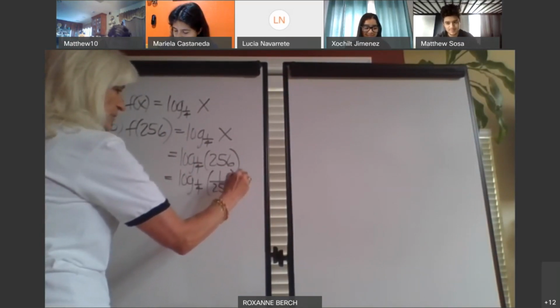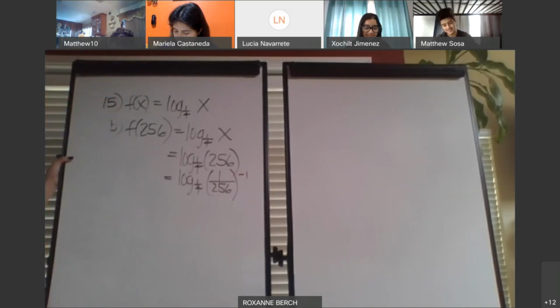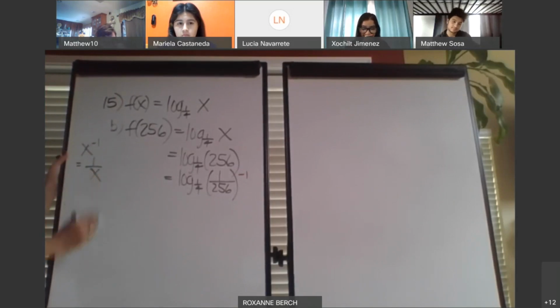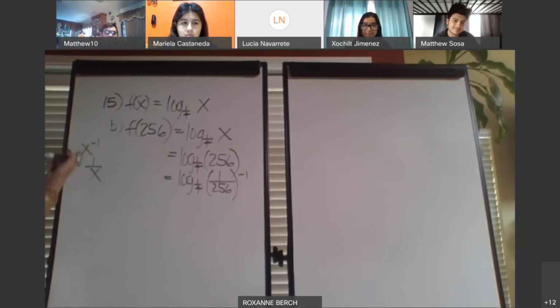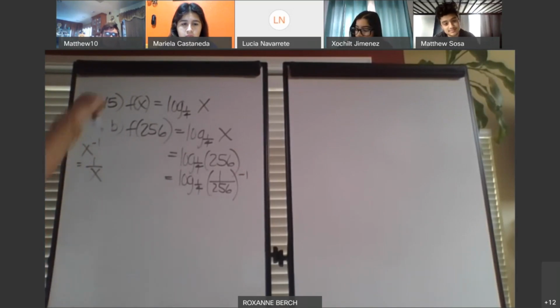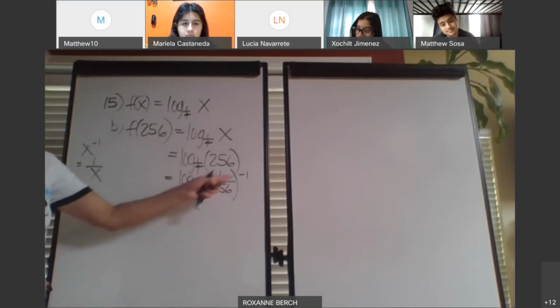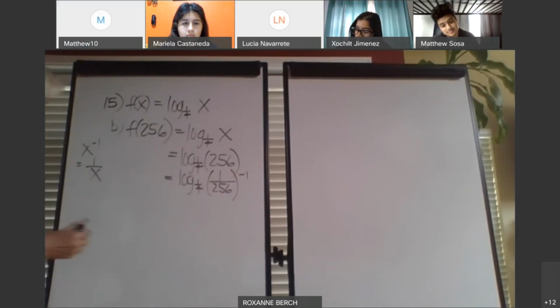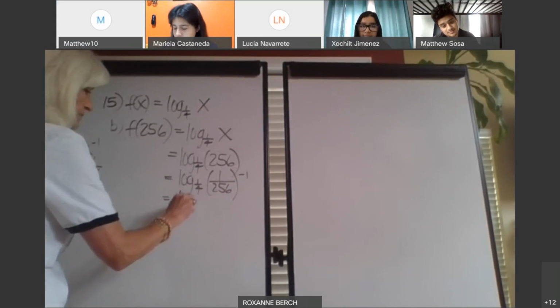When you do that, don't forget to put -1. That goes back to the negative exponent property: x to the -1 equals 1/x. In the same way, I went backwards this time. When you put a number back up or down, you have to put the negative exponent. So when I flipped it, I had to put the negative exponent.